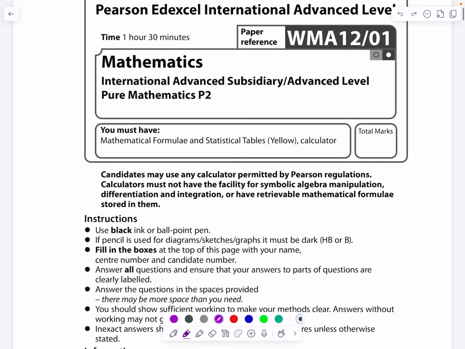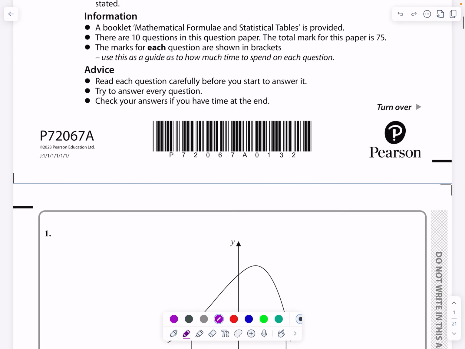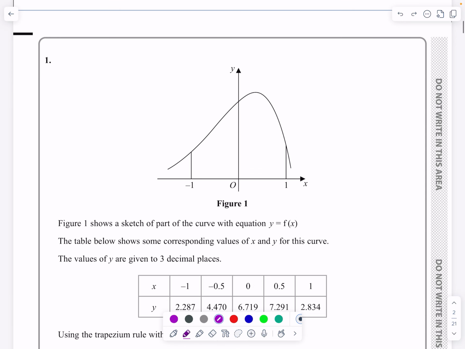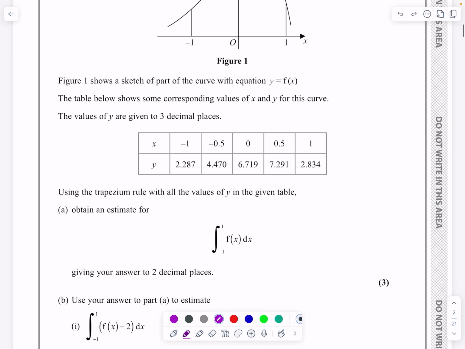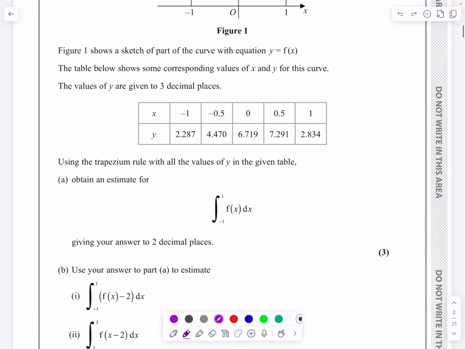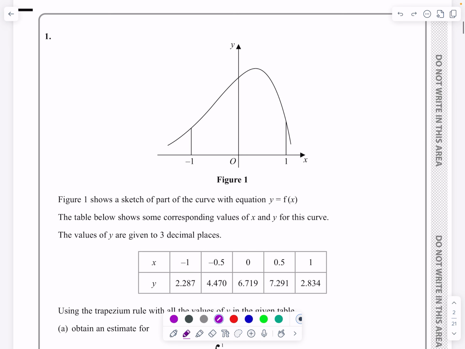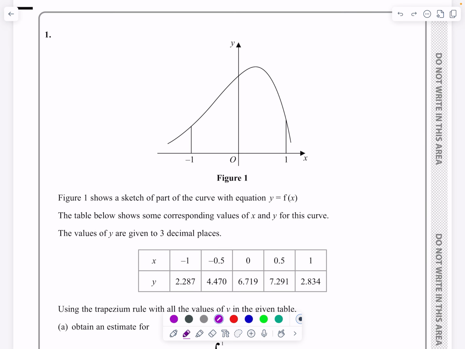Okay, this is the P2 paper from January 2023. It's the first question, and as we scan down here, it's a trapezium rule question. So let's start off by just reminding you what the trapezium rule does. The trapezium rule, in effect, breaks this into lots of trapeziums, sums the area of all of them to give us an estimation for the area under the curve, the area between the curve and the x-axis.